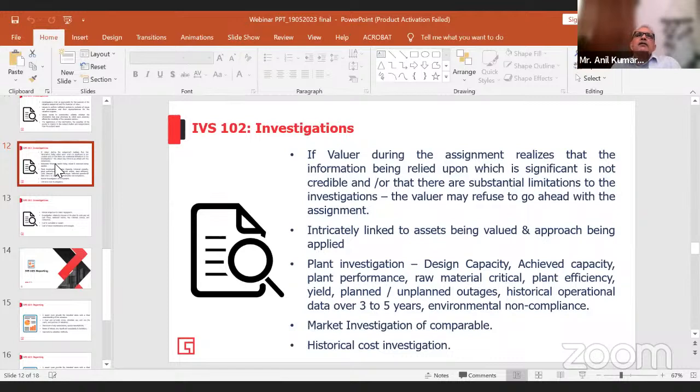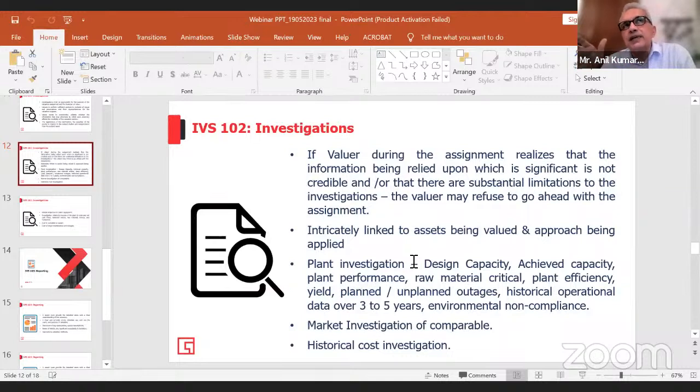If I'm applying the sales comparable transactions approach, then I'll do a deep dive investigation into similar assets being sold, maybe the exact assets being sold. I'll do a comparison between the subject asset and the assets being sold. And therefore, the investigations are basically linked with the purpose and the assets being valued and the approach being applied, and also the premise of valuation, right?